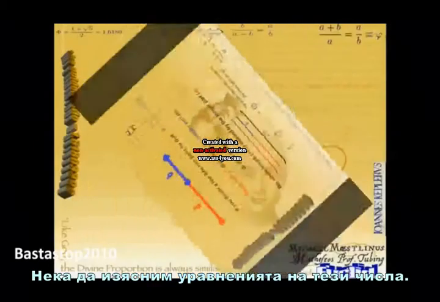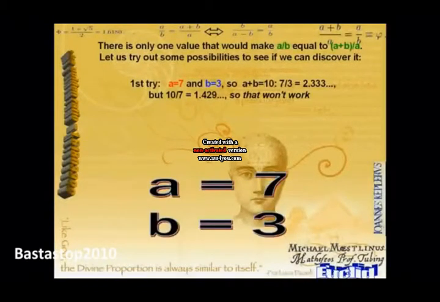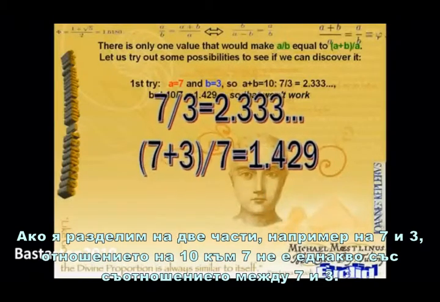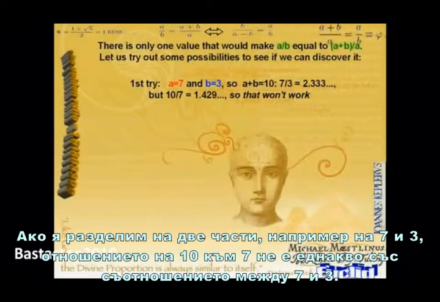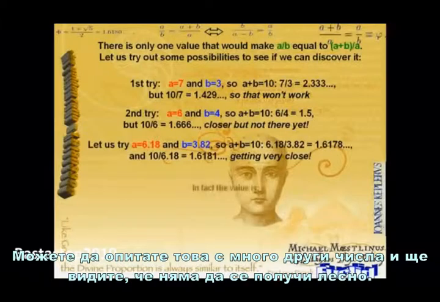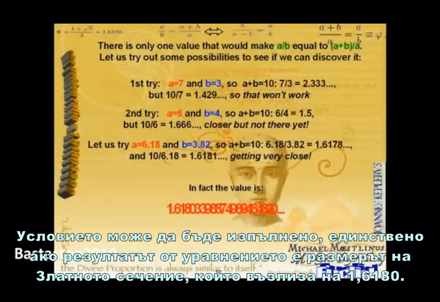Now we bring life to the equation and use numbers. The whole line has a length of 10. Divided in two parts, for instance 7 and 3, the ratio of 10 to 7 is not equal to the ratio of 7 to 3. You can try it with many other numbers and you will see it won't work easily. The condition can only be accomplished if the result of the equation is the golden ratio number, 1.6180.